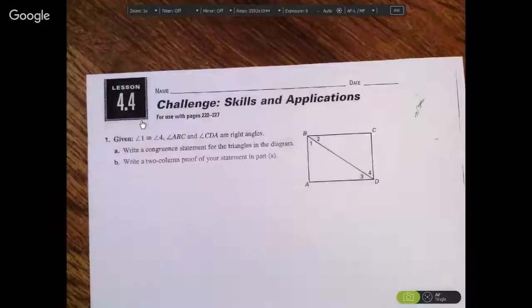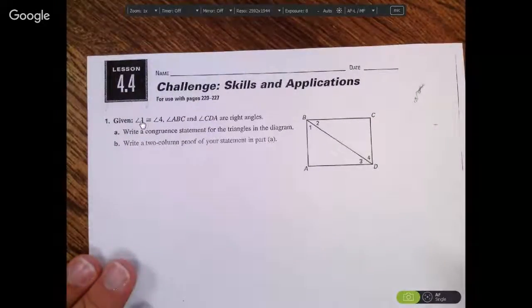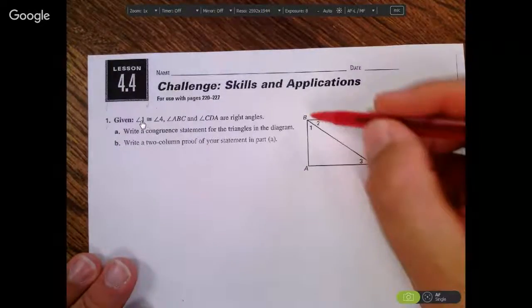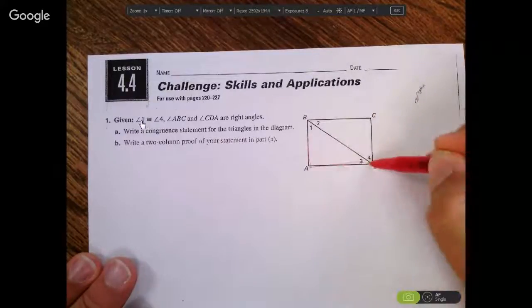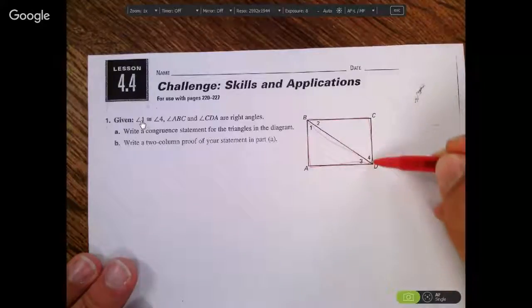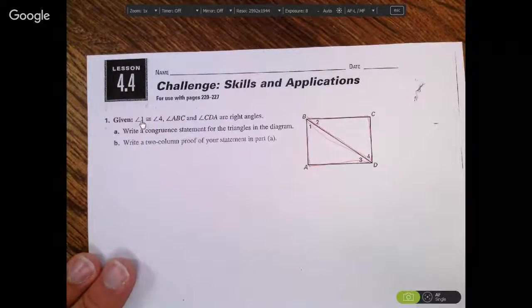All right, so 4, 4. So it's pretty obvious what it says. What two triangles can we show congruent? So it's going to be that triangle ABD is congruent to that triangle. That's what we're going to try to prove. Okay. And in order to do that, we need to know angles. We need to know sides. We need to know different parts.